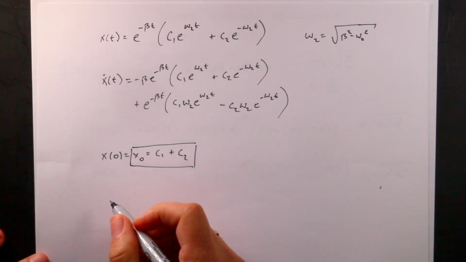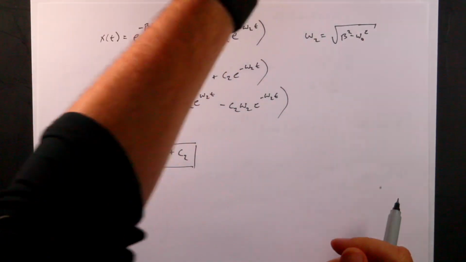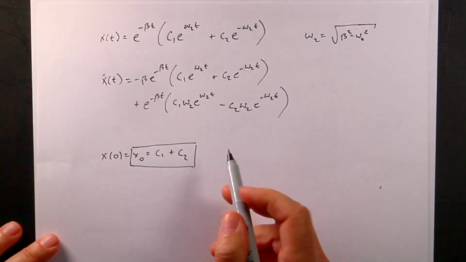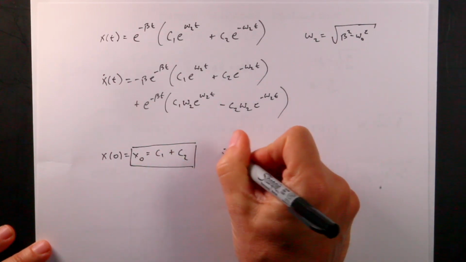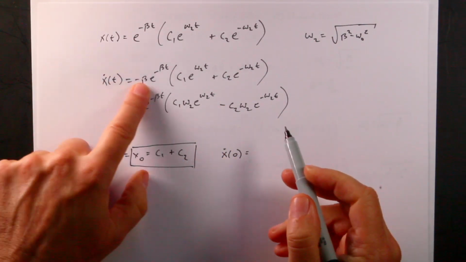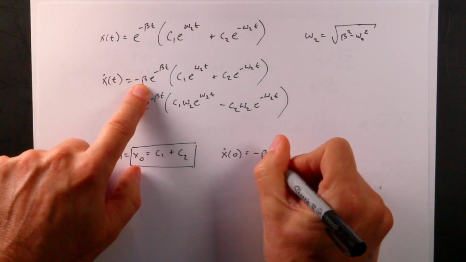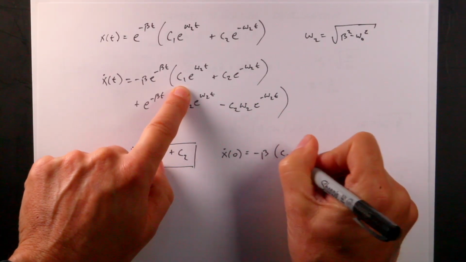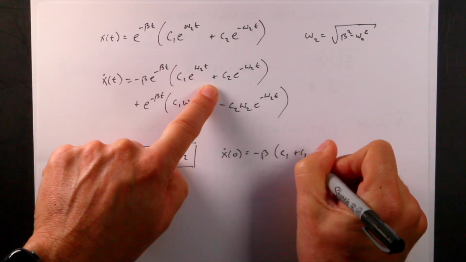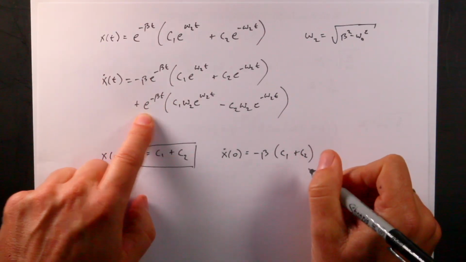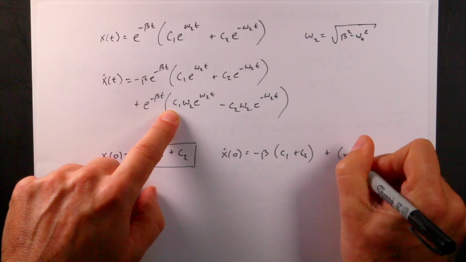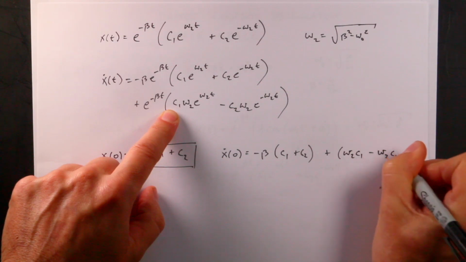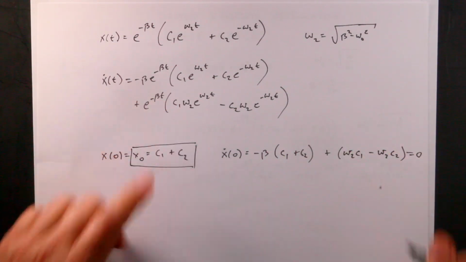Now let me check my notes, because I know I made a mistake here before. Okay, now let's do x dot of 0. If I put in 0, I get negative beta, and then this term is 1, and this term is C1 times 1 plus C2 times 1. Now I have this term as 1, but then I have plus omega 2 C1 minus omega 2 C2. And I want that to be equal to 0.